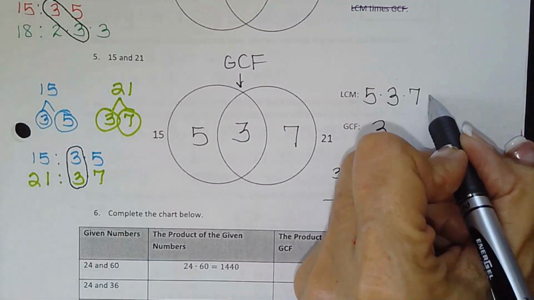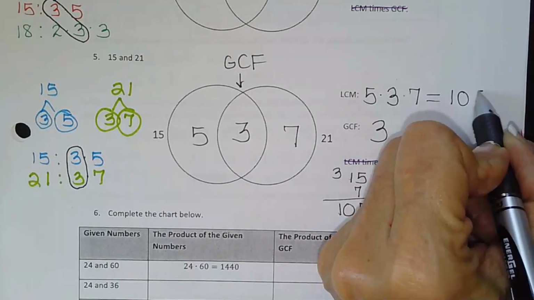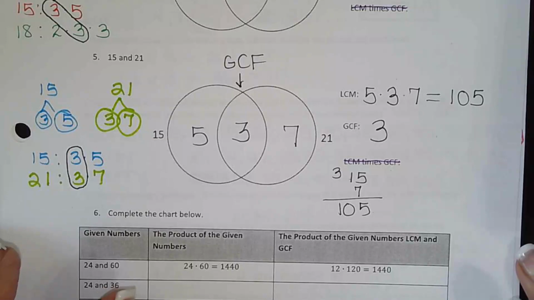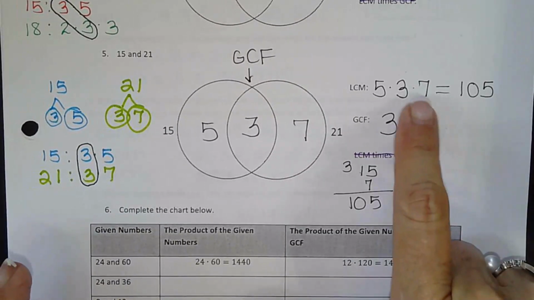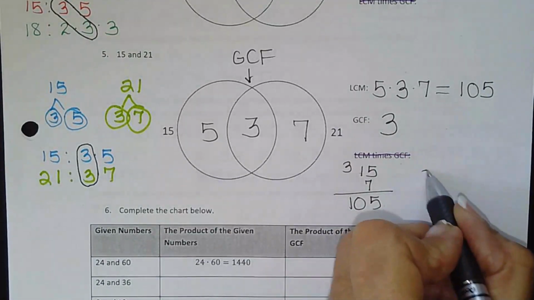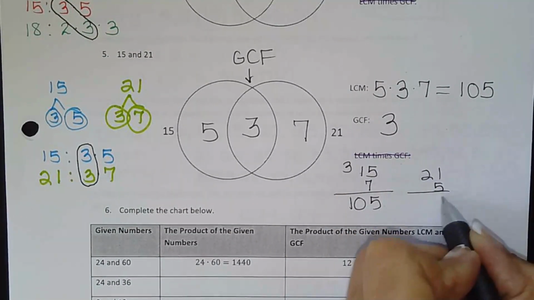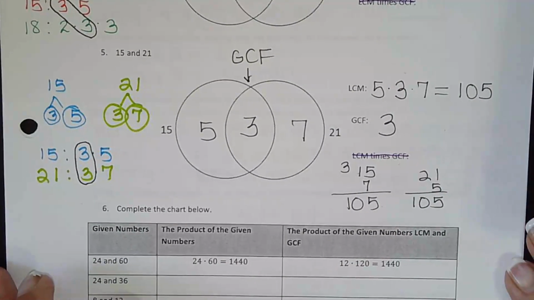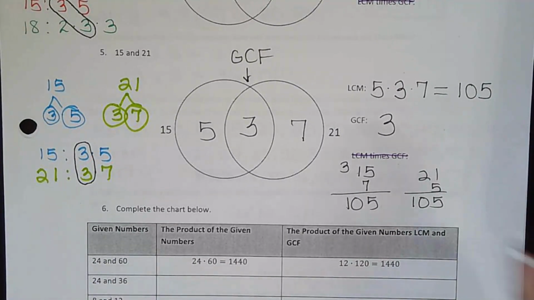Looks like 105. And then if you want to check your work, go backwards. I do it all the time, especially on a test. 7 times 3 is 21. 21 times 5, let's see if I get 105. 5, 10, boom. So then I can, without a doubt, know that that answer is correct.